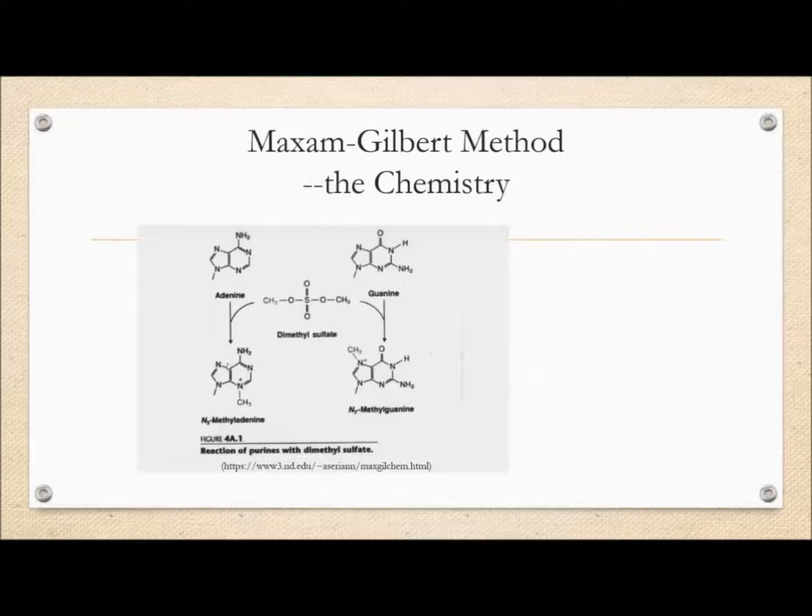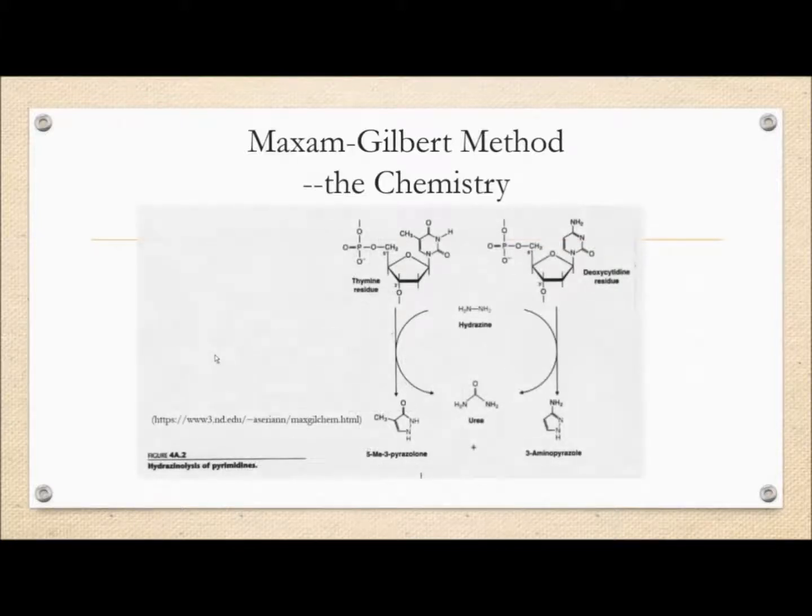Okay, it's this nitrogen atom on the 5-membered ring that is very specifically methylated in guanine, primarily because of the oxygen atom here. So there's some specificity associated with that, and that nitrogen atom is not methylated in adenine using dimethyl sulfate. Okay, that's the second reaction.